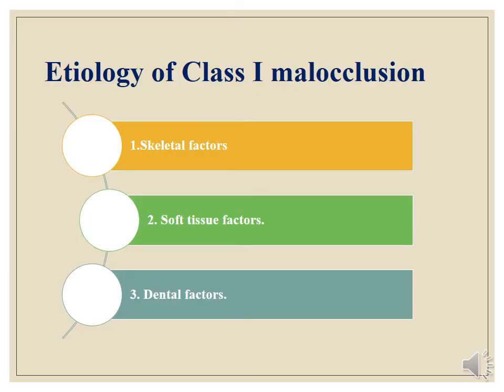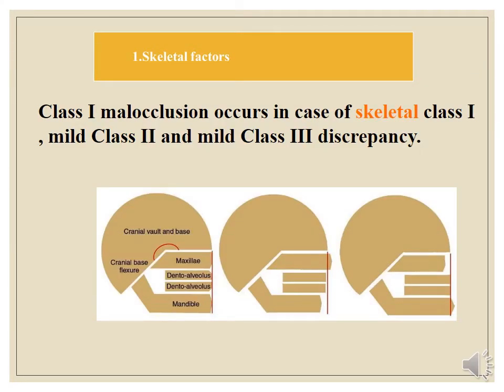Now for the etiology of Class 1 malocclusion, it can usually be summarized by mentioning three important elements for any malocclusion: the skeletal factor, the soft tissue factor, and the dental factor. And there is a major interplay between them. The first factor, the skeletal factor, is usually favorable, and in Class 1 we have a skeletal Class 1 jaw relationship, as we may see here.